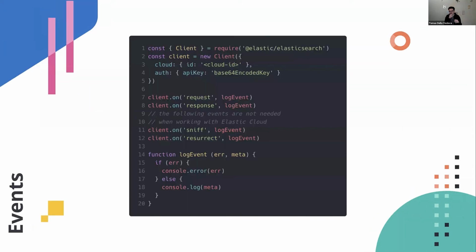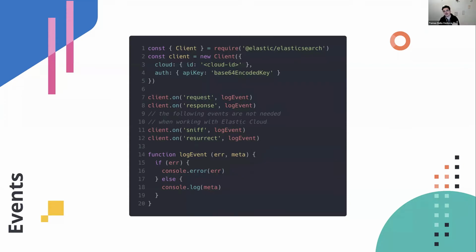So how can you understand what's happening in the client? You should use the events. The client is an event emitter, which at the moment is exposing 4 different events: request, response, sniff, and resurrect. Sniff and resurrect are not really needed in case you are working with Elastic Cloud, because those problems are automatically solved for you. So let's focus on request and response.